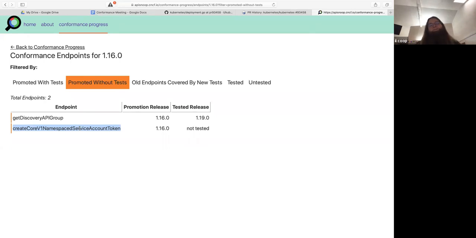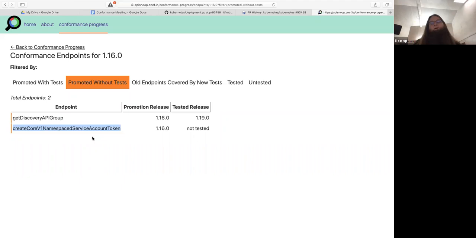So I would love to know, because we've got the other one figured out, this create core V1 namespace service account token. Can we write a test for it, or can we get rid of it? I think you can. I don't know offhand. It sounds like something that is probably required. It probably should be tested, but I have to look in more detail. We'll do a little more research on that.